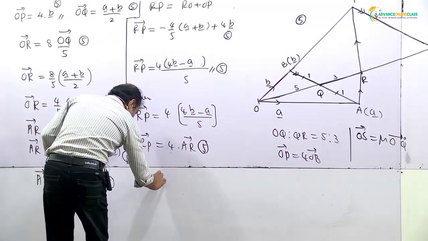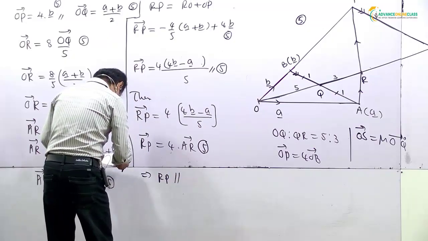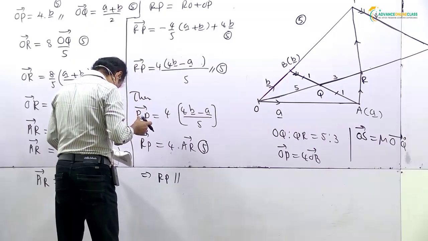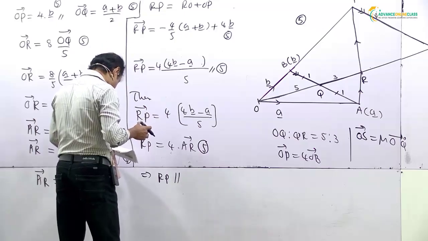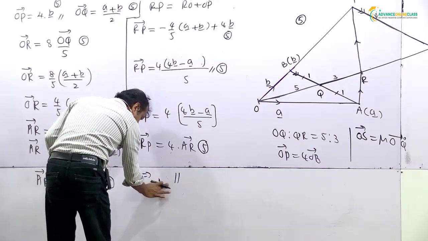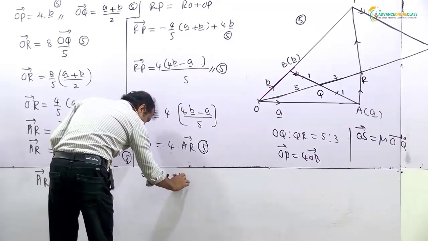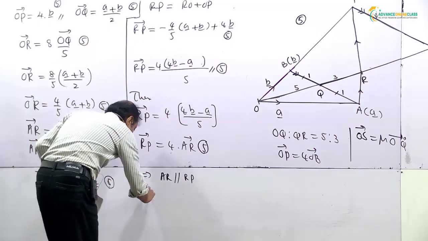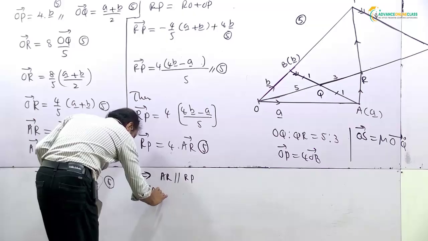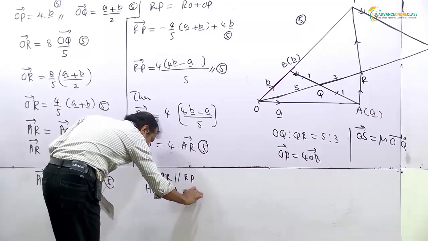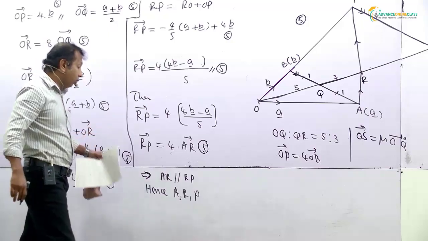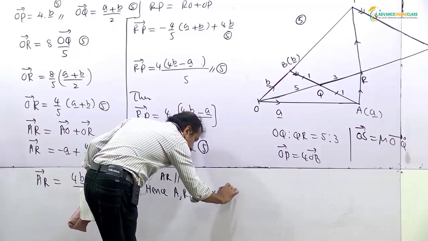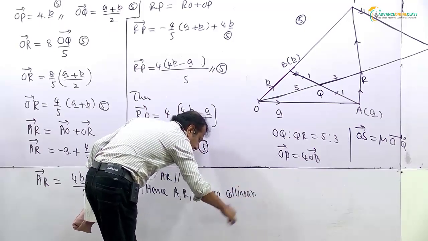This gives us what, people? AR parallel to RP, no? AR parallel to RP. Hence A, R, P are collinear. A, R, P are collinear, no? They lie on the same line.